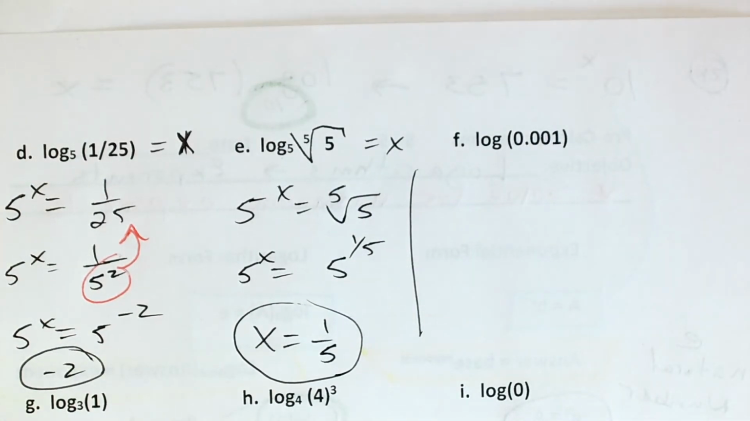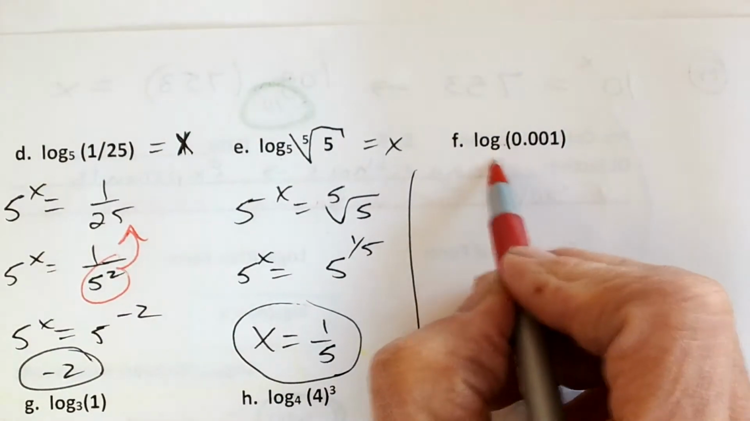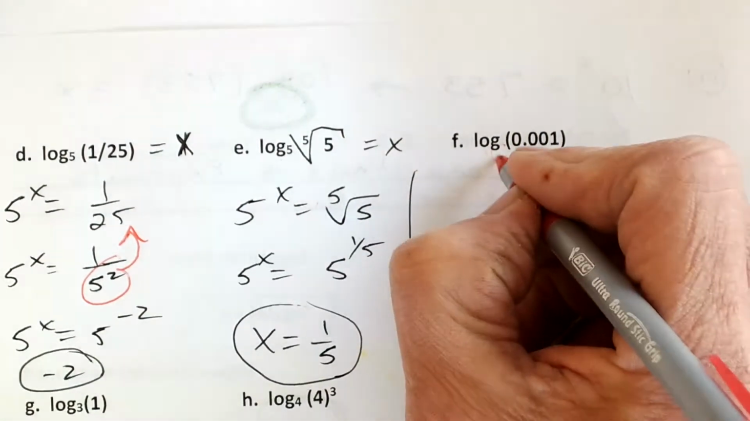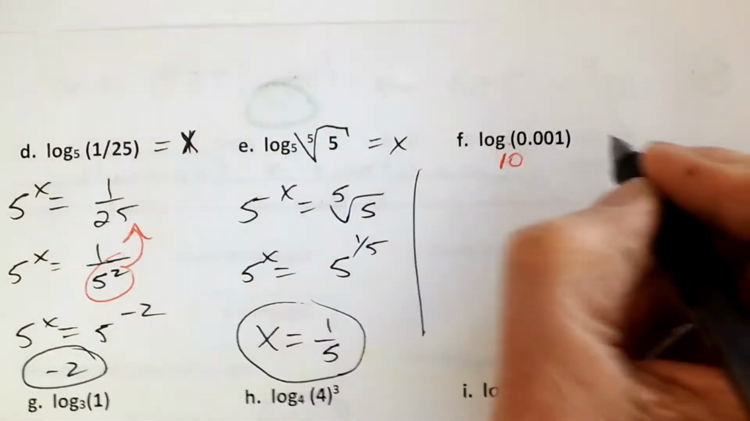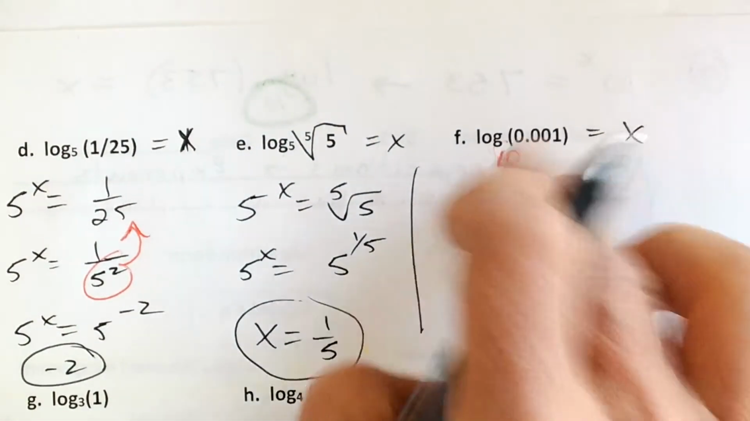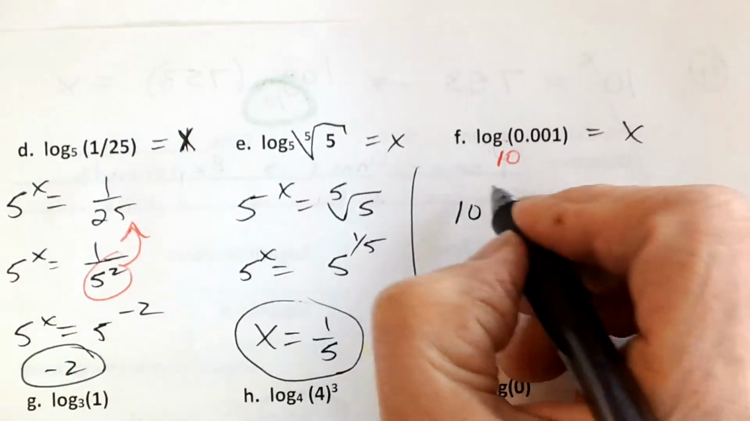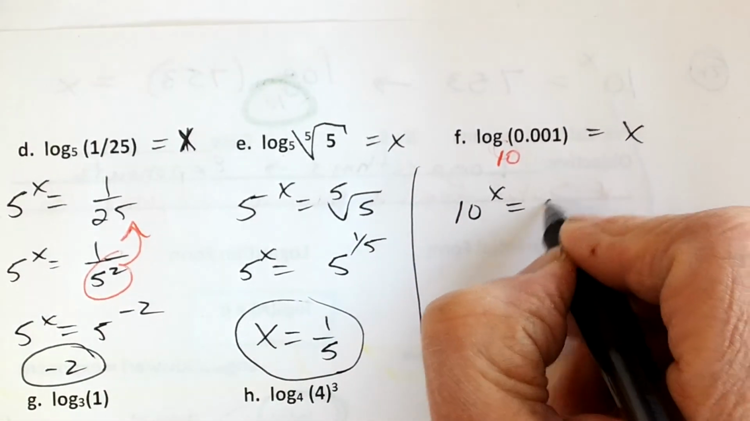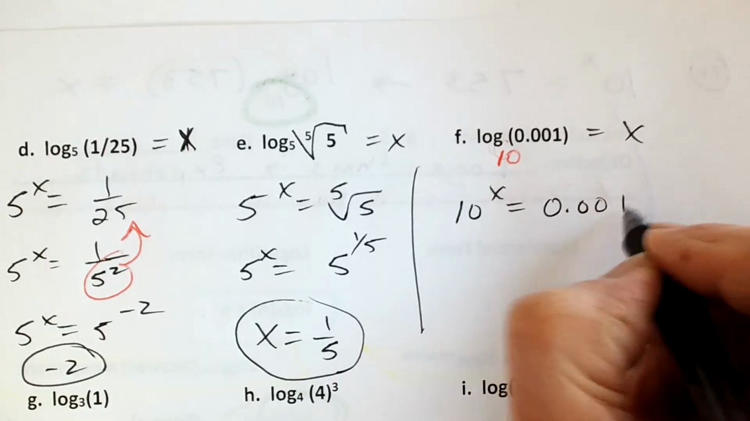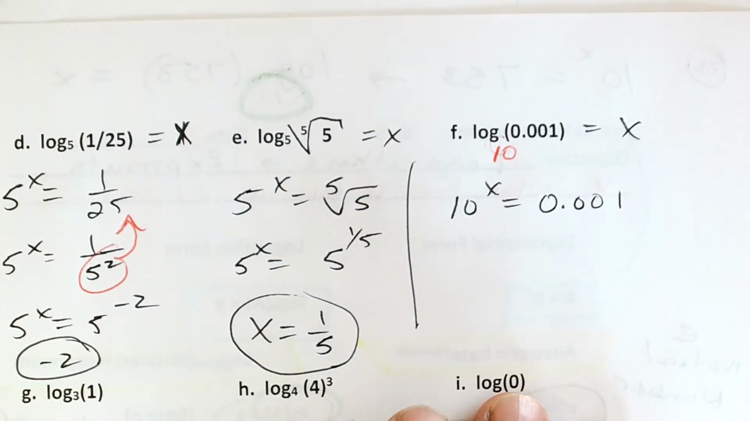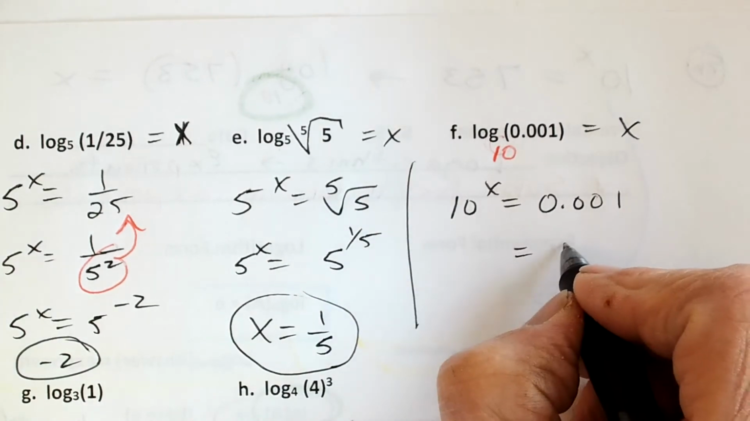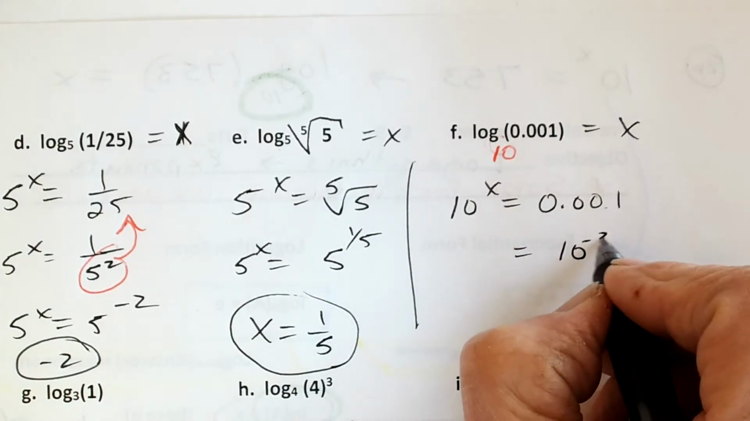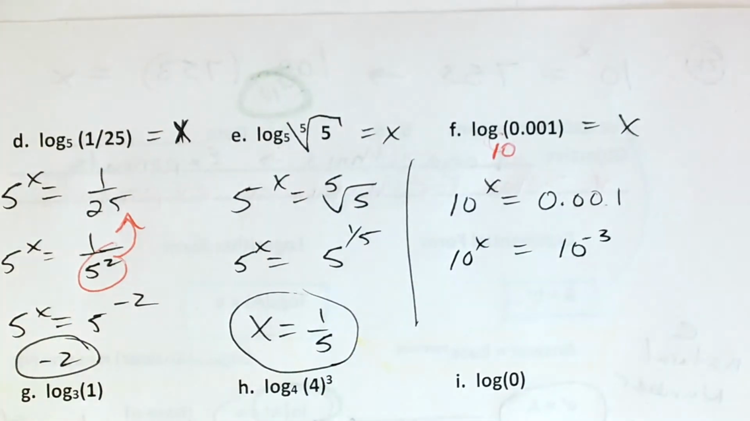Yeah. Okay. All right, what's my invisible base? What's my invisible base? 10. Invisible base is 10. So I'm going to go 10, that's my base, to the x power equals 0.001. I think that's like 10 to the negative 1, 2, 3. If I went from scientific notation to exponential function. So what's this thing have to equal? What's the value? Negative 3, right?